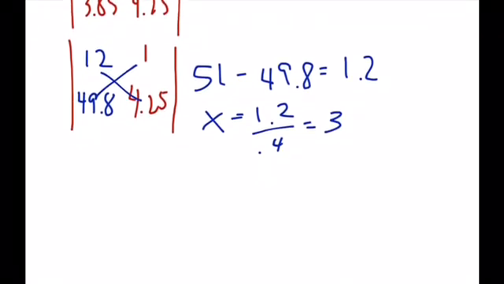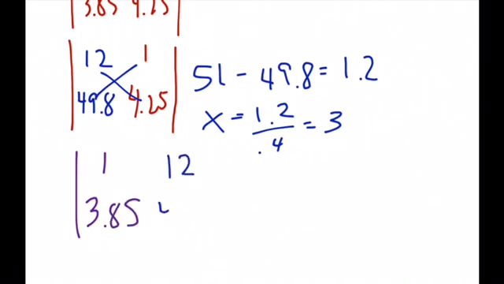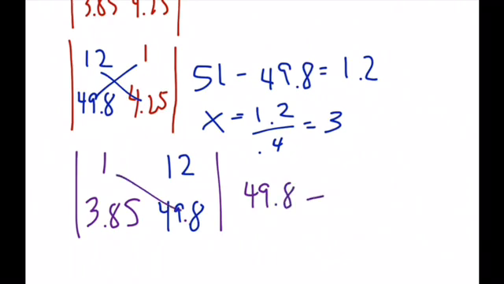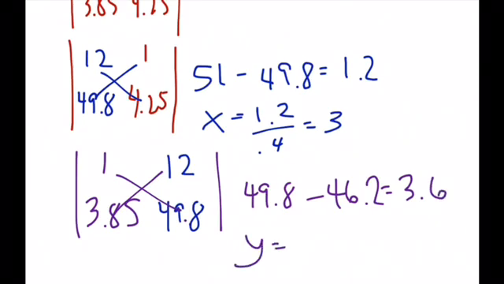Then for the last one, I'm going to take my matrix and put those x's back in there. But this time, instead of the y's, I'm going to replace those with my 12 and my 49.8, and then find the determinant of that. So I'm going to have 49.8 subtract, and then 3.85 times 12 is 46.2. Oh, excuse me, I was looking at the wrong line. And that gives us 3.6. So y is equal to 3.6 divided by 0.4, which is 9.